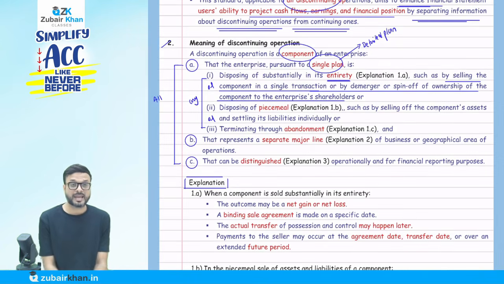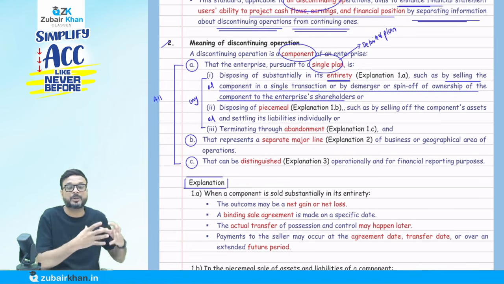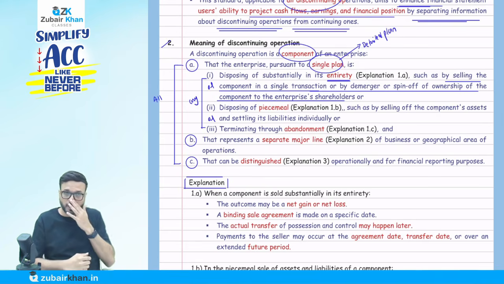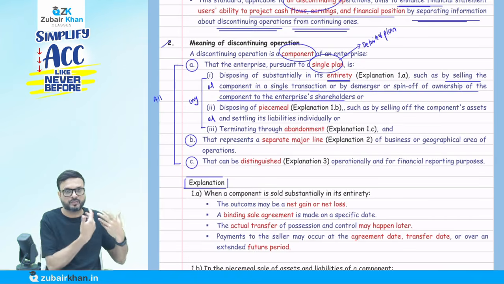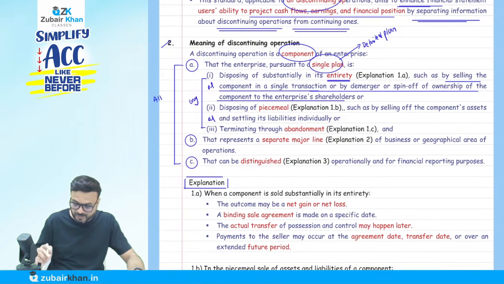To understand what this means, the first point is A1, and the keyword is entirety. We are selling that particular operation completely, at one shot. Suppose we are dealing in four products and we want to sell one particular product's operation entirely at one shot. That is disposing of in its entirety. I will come to explanations 1a, 1b, 1c.